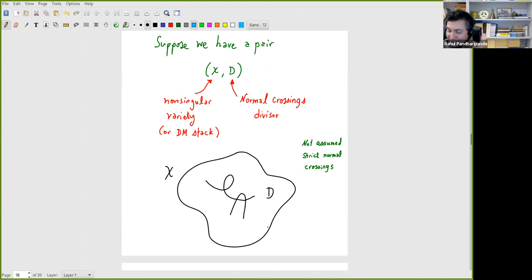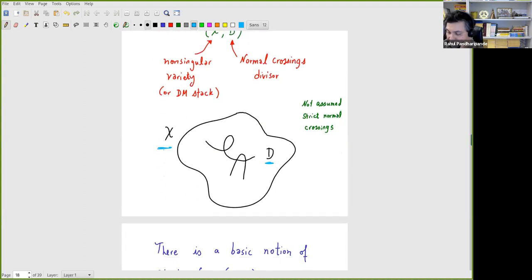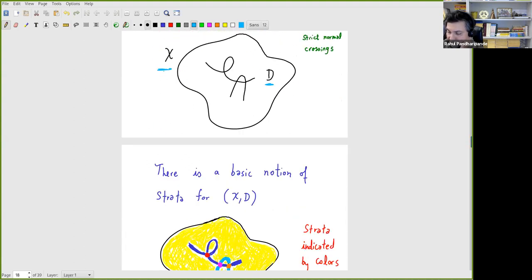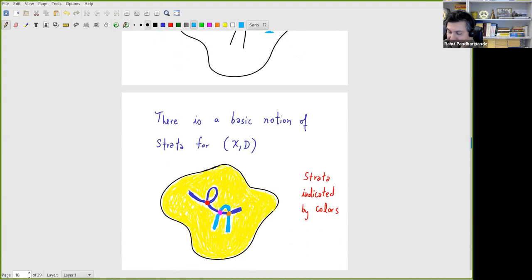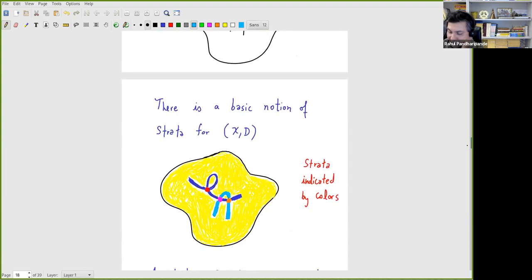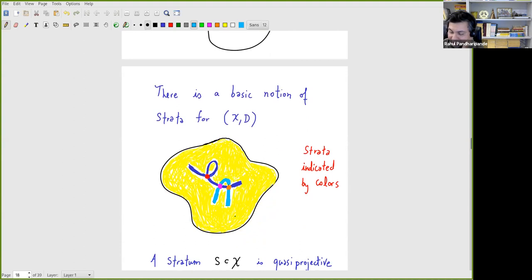So the picture you should have in your mind is like this. There's some ambient nice variety X, and then there's some normal crossings divisor that has some components. The components can have self-intersection, they can have these kinds of intersections. Just arbitrary normal crossings, not strict normal crossings. So when I have such a space, there's a basic notion of strata for this pair. I'm not going to define it, but it's kind of obvious.